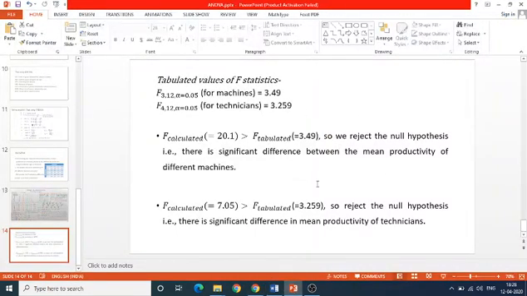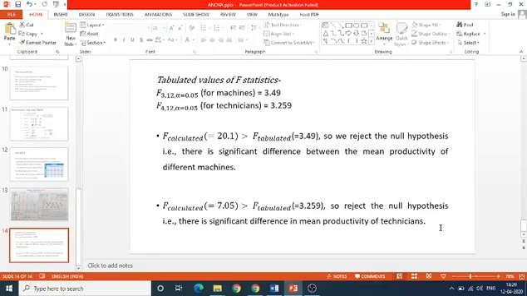3.259. So we see that in the first case F calculated, which is 20.1, is greater than F tabulated. So we have to reject the null hypothesis. It means we can say that there is a significant difference between the mean productivity of the different machines. And in F2, between the rows, F calculated is 7.05, which is greater than F tabulated 3.259. So we reject the null hypothesis. So there is a significant difference in the mean productivity of the technicians.